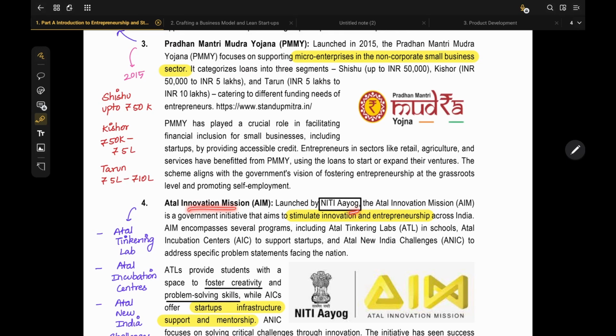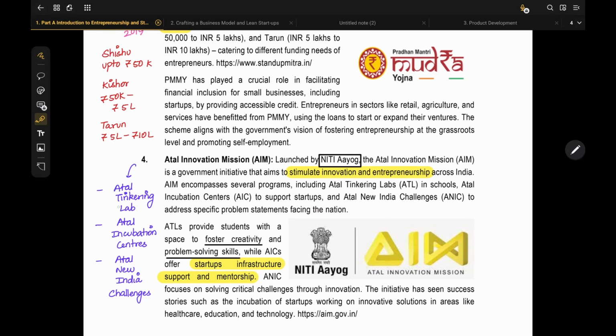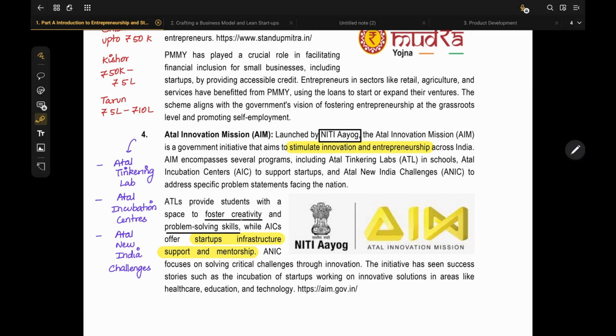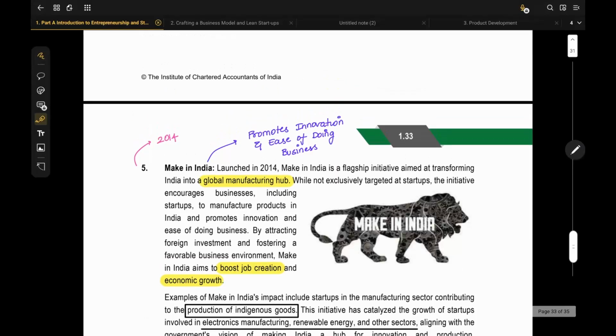Atal Innovation Mission, this comes under Niti Aayog. It is for stimulating innovation and entrepreneurship. Atal Tinkering Labs, Atal Incubation Centers, Atal New India Challenges. These things come under Atal Innovation Mission. It is for bringing creativity, problem-solving skills, startup infrastructure, mentorship. For these reasons, Atal Innovation Mission is there.